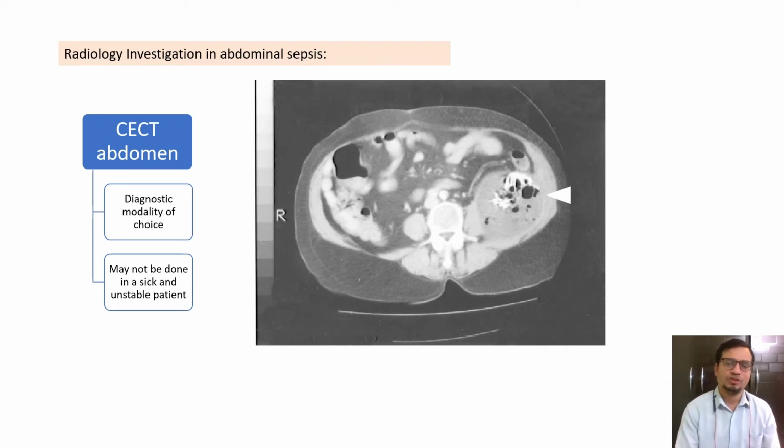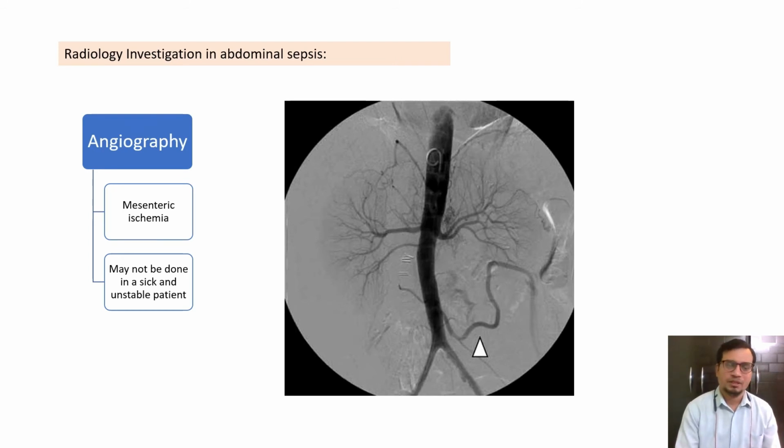And it's not always possible to do a CT scan in a patient because the patient is quite sick or hemodynamically unstable. So in that situation, the modality of choice will be ultrasound, the initial imaging modality of choice. But either way, if somebody asks you what is the diagnostic modality of choice in abdominal sepsis, that is definitely the CT scan.